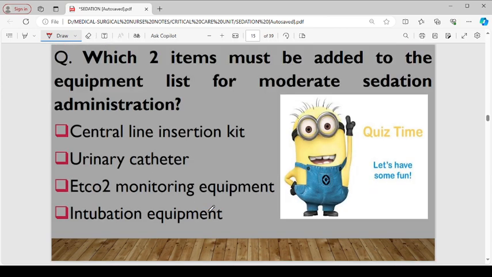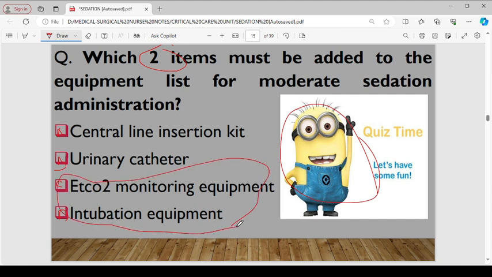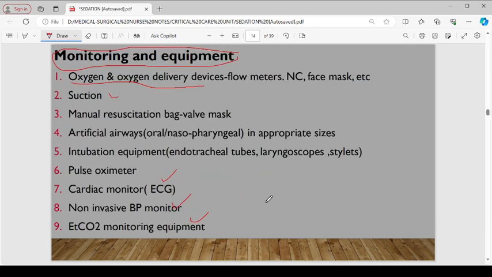All right. Okay, guys. So question time. Let's have some fun now. Which two items must be added to an equipment list for moderate sedation administration? Option A says central line insertion kit. Option B says urinary catheter. Option C says EtCO2 monitoring equipment. And option D says intubation equipment. Okay, guys, they are talking of two items, and I'm happy you are working with C and D according to our previous presentation.